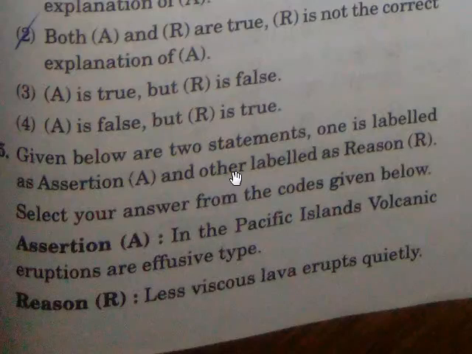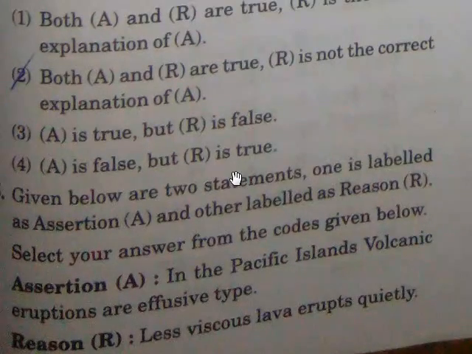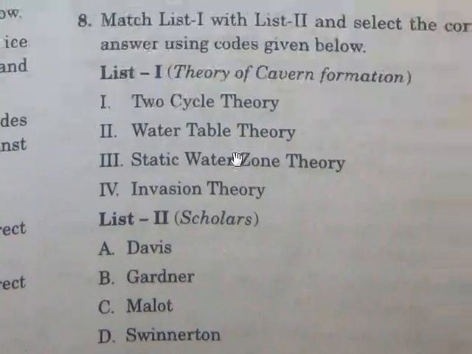It is correct. And reason: less viscous lava erupts quietly. So less viscous lava erupts quietly. It is true. So both are correct. So less viscous lava erupts quietly, and that's why in the Pacific island volcanic eruptions are effusive types. So both are correct and correctly explained.